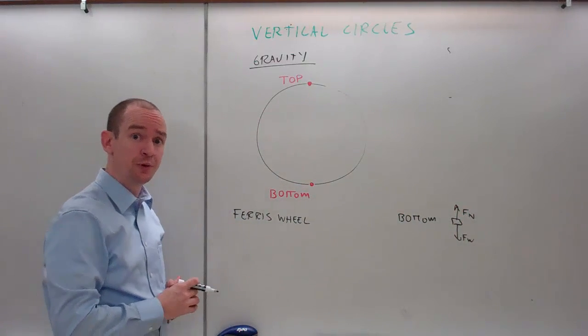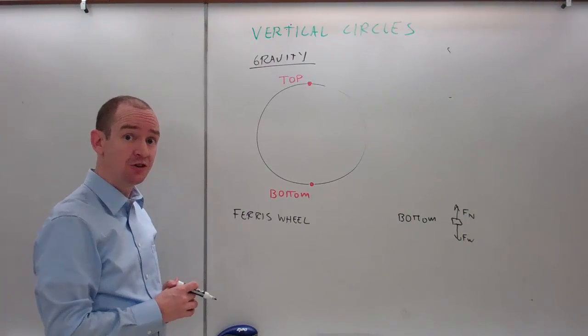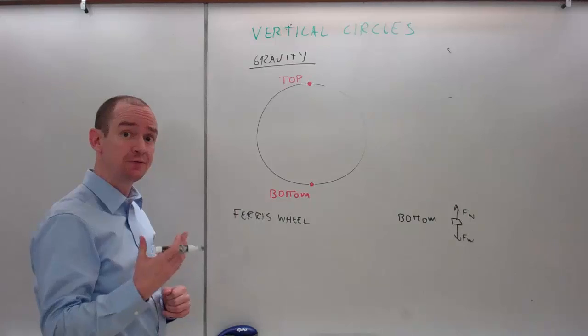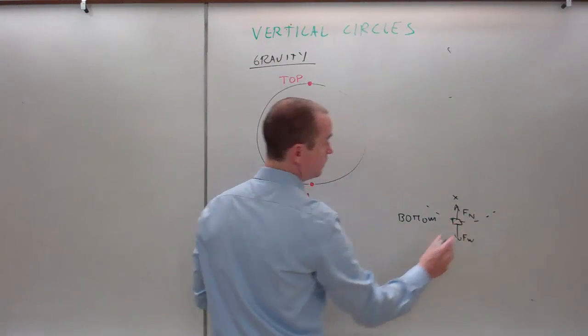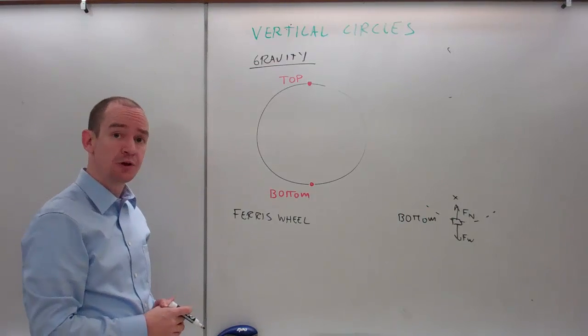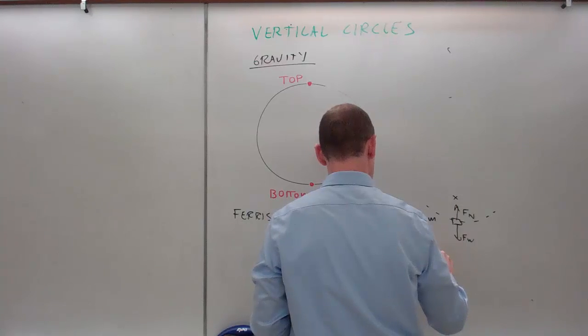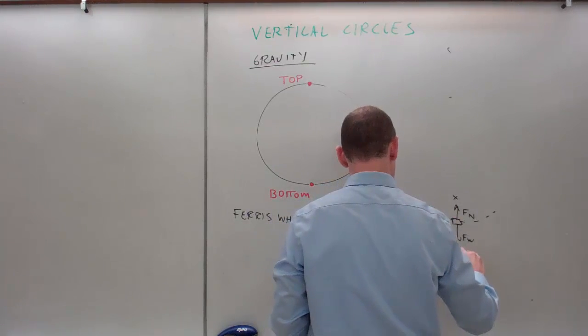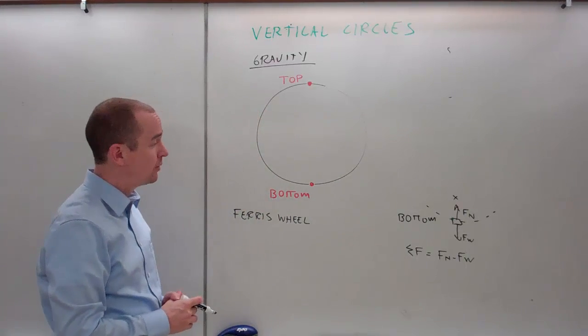Which of these two forces is bigger? Well, clearly, Fn has to be bigger than Fw because I need to go in a circle. Therefore, I need the net force to point towards the center of my circle. To write a sum of the forces equation, this would describe the forces acting while I'm at the bottom of the circle.